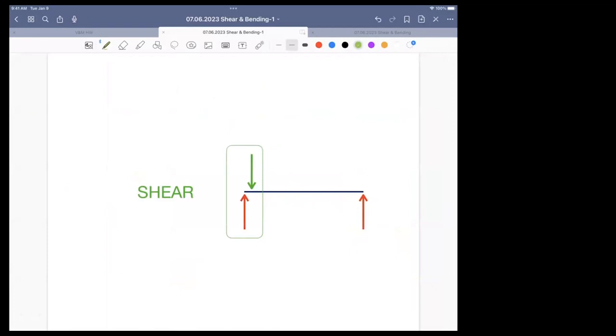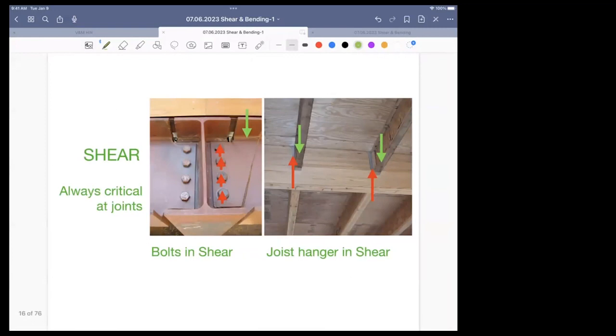So shear is basically where you have two opposite forces. Shear is about forces. It's not about moments. It's not about rotation. It's just about up, down, left, right. That's all that shear is involved in. Shear is high at the support, and shear is critical always at the support.